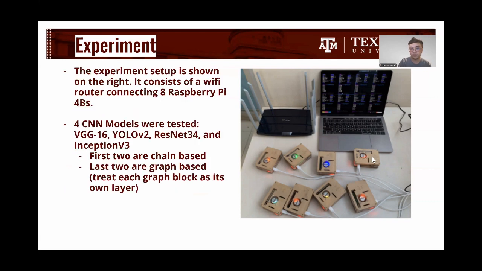So our experiment is shown to the right. You can see there are 8 Raspberry Pis along with one Wi-Fi router. And then 4 CNN models were tested. We have VGG-16, YOLO V2, ResNet 34, and Inception V3. So the first two are chain-based, and then the last two are graph-based. And so each graph block in the graph CNNs is treated as its own layer.